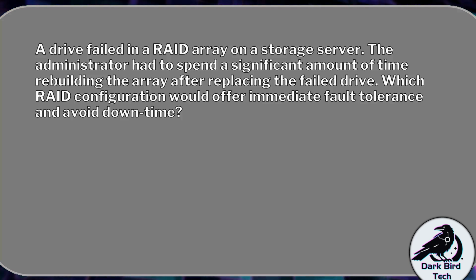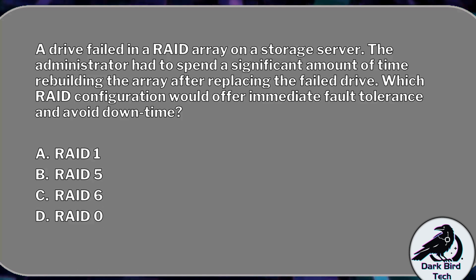So let's see what our options are. Our options are RAID 1, RAID 5, RAID 6, and RAID 0. So I'm going to straight away eliminate 5 and 6 because 5 and 6 use parity to store data, and that requires a significant amount of computational power and therefore time to rebuild the missing data once you replace the failed disk. And that's even if you do have a hot spare plugged in already. So I'm eliminating those 2 straight away.